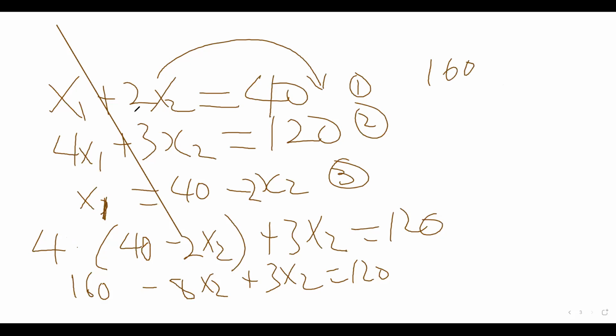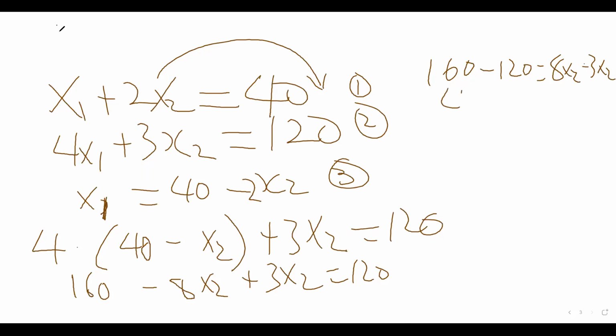And then you bring the one on the left, minus 120, equal to 8x2 minus 3x2. So what I've just done is to group like terms. When you group like terms, 160 minus 120 will give you 40. And then you have 8 minus 3, that will give you 5.